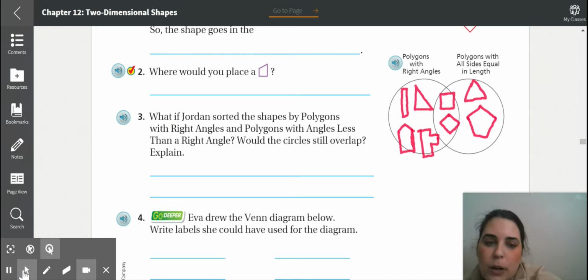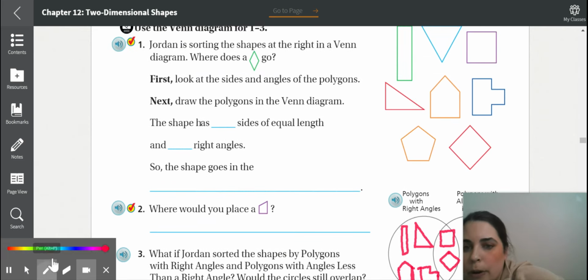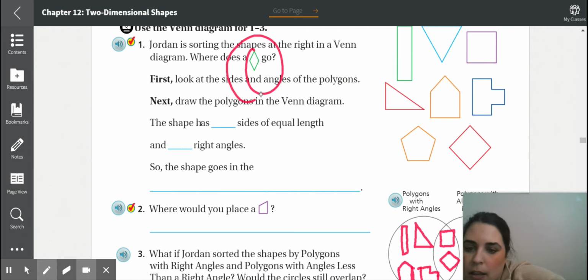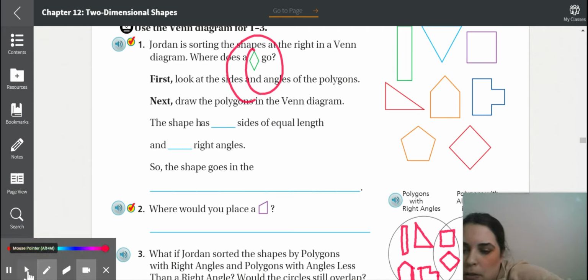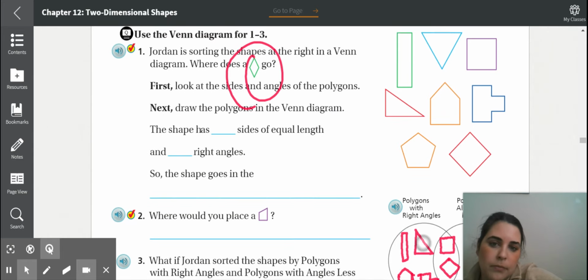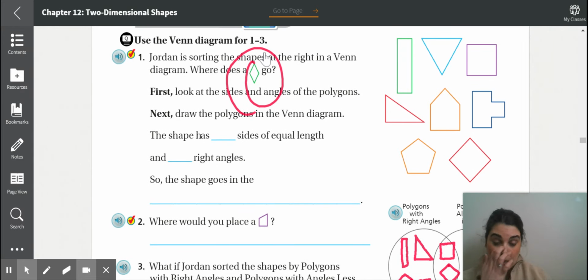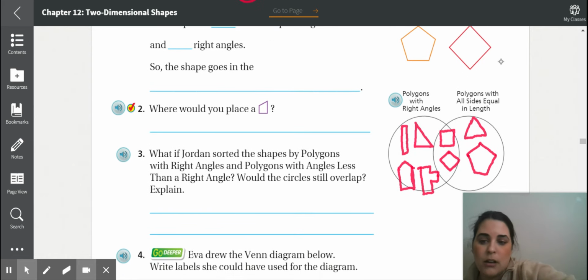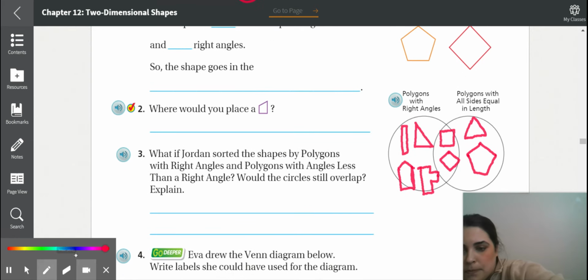But we need to answer the question of where would this shape go? So it has 4 sides and they're all the same length, but it doesn't have any right angles. So that green rhombus would go over here.